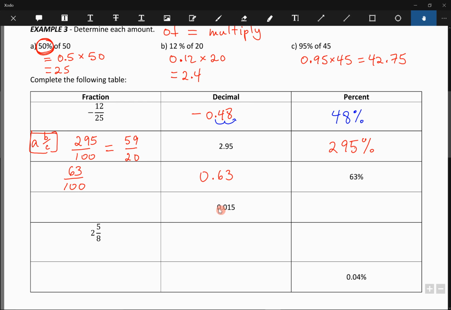Decimal 0.015. Again, move the decimal 1, 2 to the right, and you'll get your percentage, so 1.5%. And as a fraction out of 100, if I have 1.5 out of 100, it's not really good form to have a decimal up there. So I'm going to multiply the top and the bottom by 10, and I'll get 15 out of 1,000. And I'm going to reduce that back down again. If I divide the top and bottom by 5, I will get 3 out of 200.